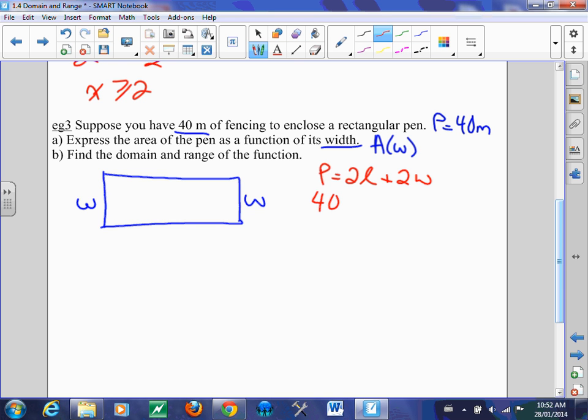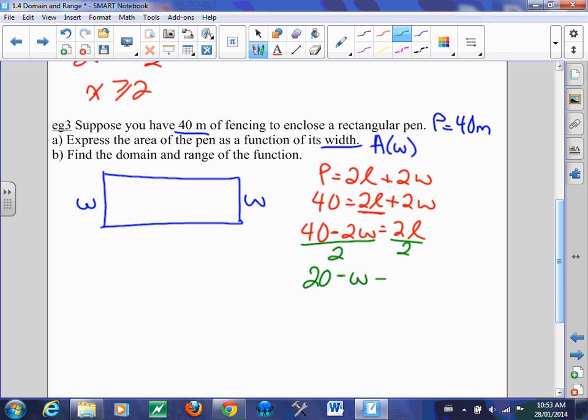So 40 equals 2 lengths plus 2 widths. Now let's get length by itself. So it's going to be 40 minus 2 widths equals 2 lengths. Everybody good with that? And to get length by itself, divide by 2. So we should end up with 20 minus w equals L. So instead of writing down L on our diagram, we're going to write down 20 minus w.